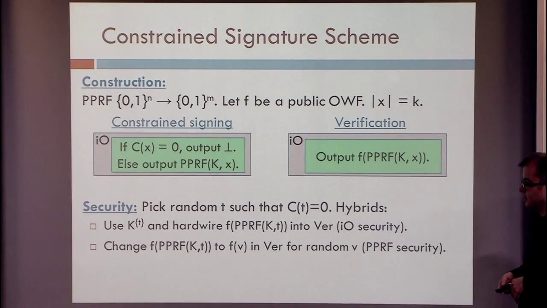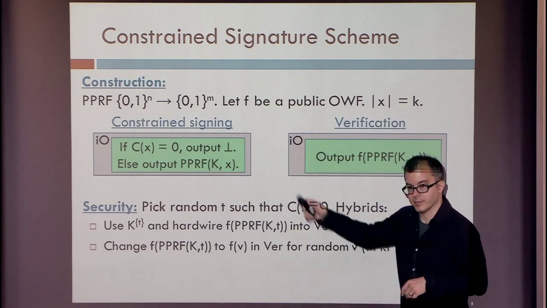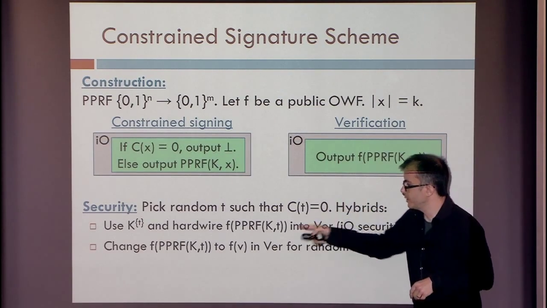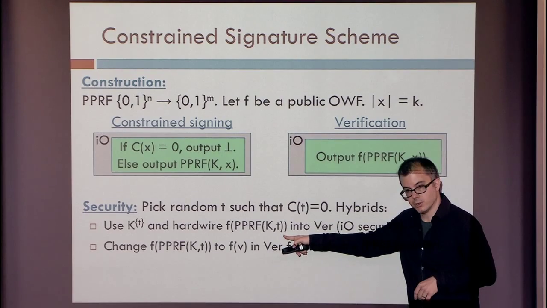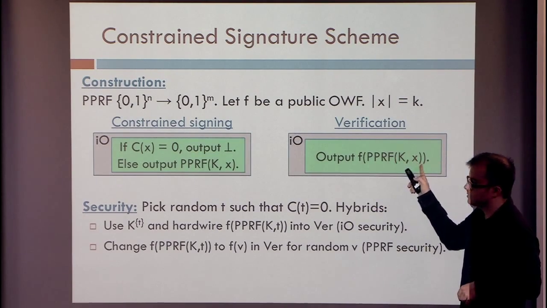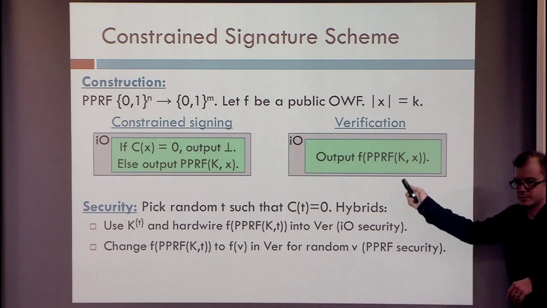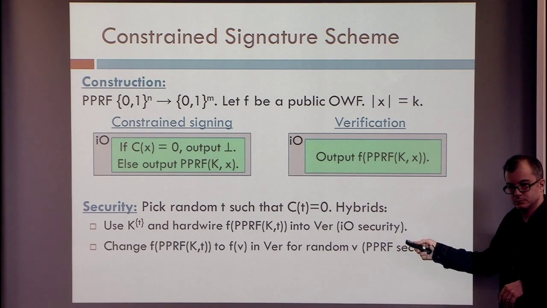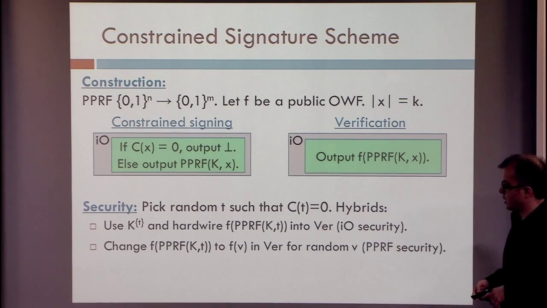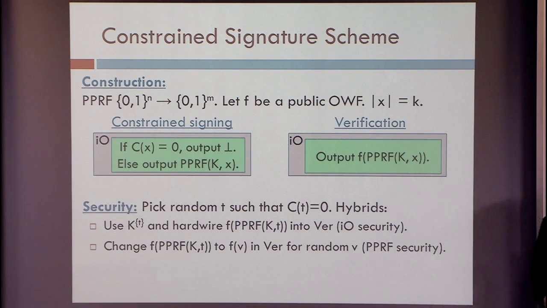Okay, and hybrids are a little more involved. So on the left side, I do exactly the same thing I did before. I puncture the PRF key there, and I use the punctured PRF key to sign. On the right side, I puncture the PRF key also, and I hardwire the value that it's supposed to output for that particular T. So if it gets input T, it just bypasses the evaluation of this function. It just immediately outputs what this value is supposed to be. It's just hard-coded in there. So that's obviously the same by I/O security. Now I just change what's hardwired for T from this value to F evaluated at some random string. So that should be indistinguishable by PPRF security.